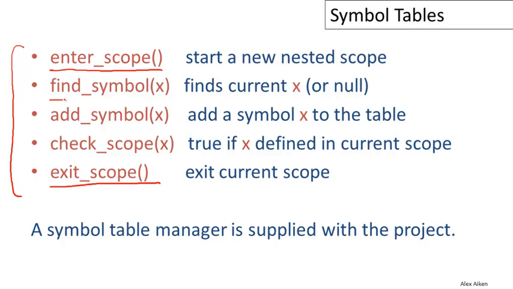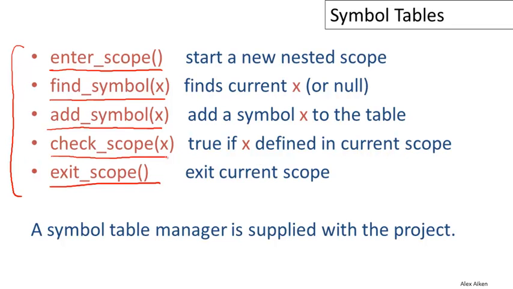Just like before, we have a find symbol operation that will look up a variable name, and it will return the current definition, or null if there is no definition in any scope that's currently available. We'll have an add symbol operation that adds a new symbol to the table, and it adds it in the current scope, so whatever scope is at the top of our scope stack. And then one more new operation, check scope, will return true if X is already defined in the current scope.